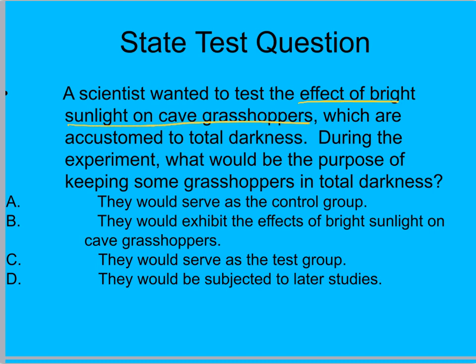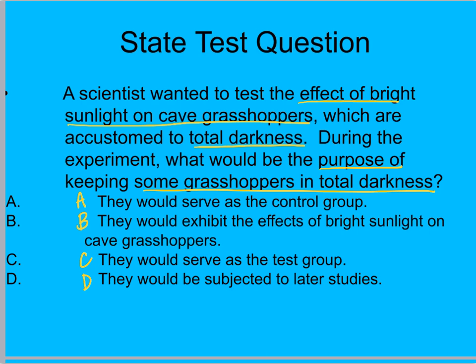A scientist wanted to test the effect of bright sunlight on cave grasshoppers. Cave grasshoppers are accustomed to total darkness. They live in a cave. During the experiment, what is the purpose of keeping some grasshoppers in total darkness? Why are some of those cave grasshoppers kept in total darkness? Is it A, they would serve as a control group? B, they would exhibit the effects of bright sunlight on cave grasshoppers? C, they would serve as the test group? Or D, they would be subjected to later studies?